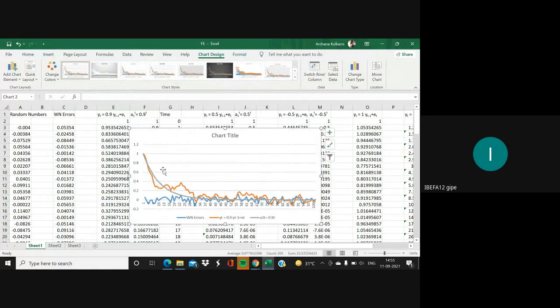So you can see these white noise errors. Here the blue line captures the white noise errors. You can see that they're clearly stationary. The mean more or less fluctuates around the value of 0. Even the variance is more or less constant. You can see that in the time series for the white noise errors.